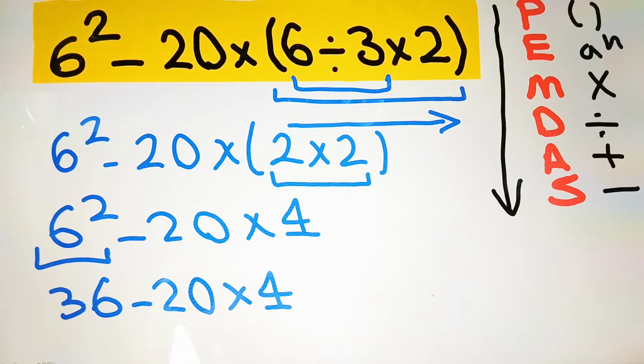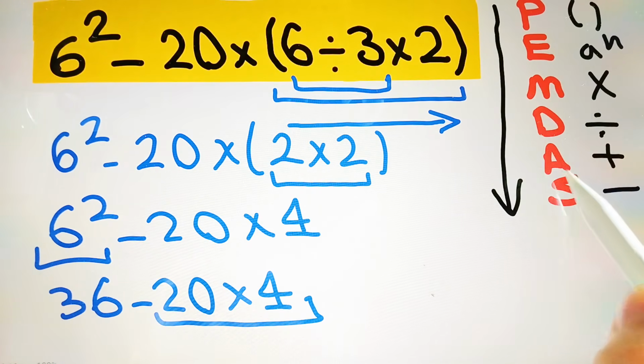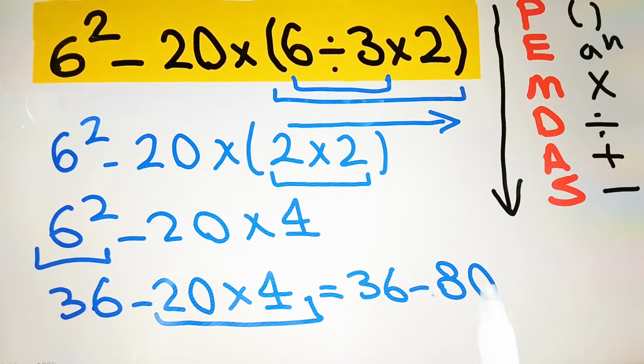And in the final step, we go for the multiplication between 20 and 4 because multiplication has a higher priority than subtraction. So, we rewrite this expression as 36 minus 80, which finally gives us the answer, negative 44.